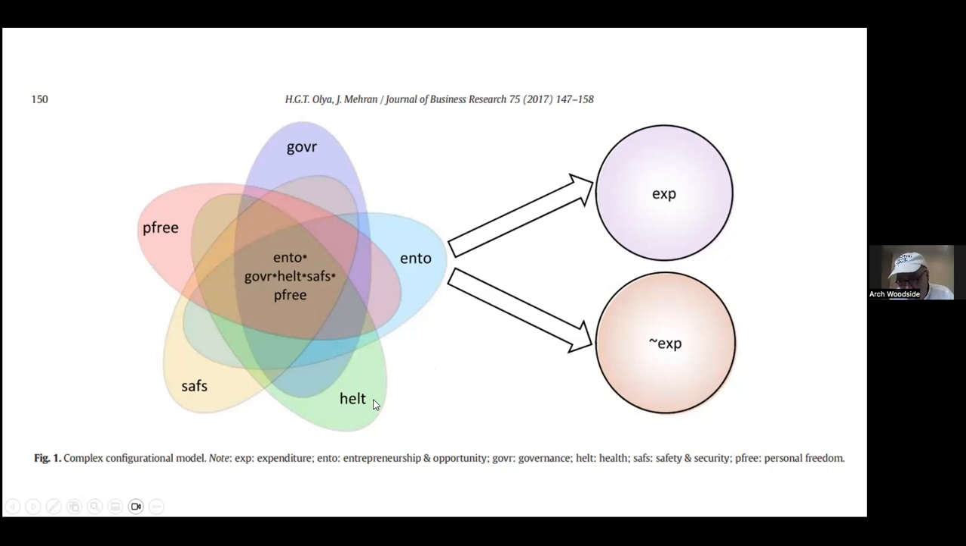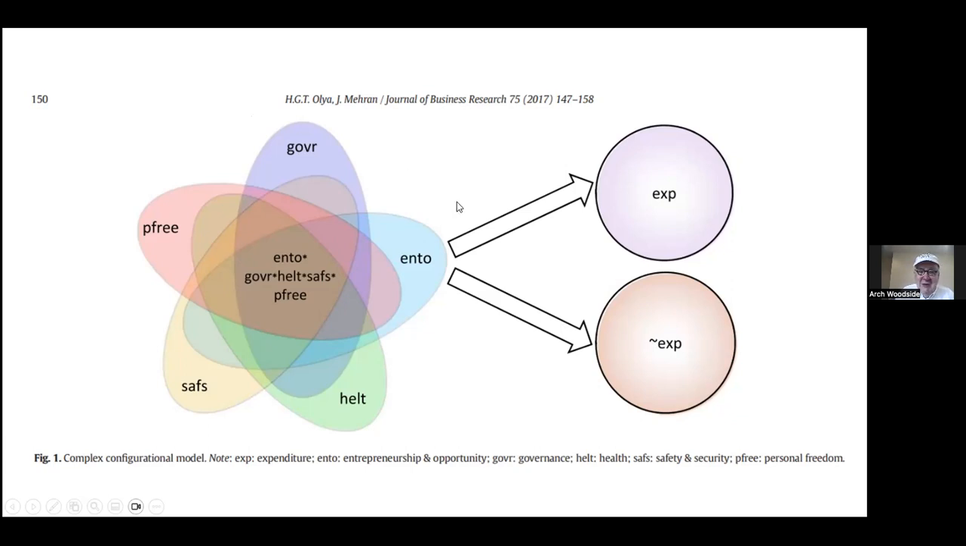How healthy is the living conditions in the country, and personal freedom. This is P, free, personal freedom, and this is expenditure. And notice there's 2 arrows, because you have separate arrows, one predicting expenditures in tourism, and the other predicting the negation of expenditures in tourism. So you got 5 conditions, and if you think of 3 levels per condition, you'd end up with what?